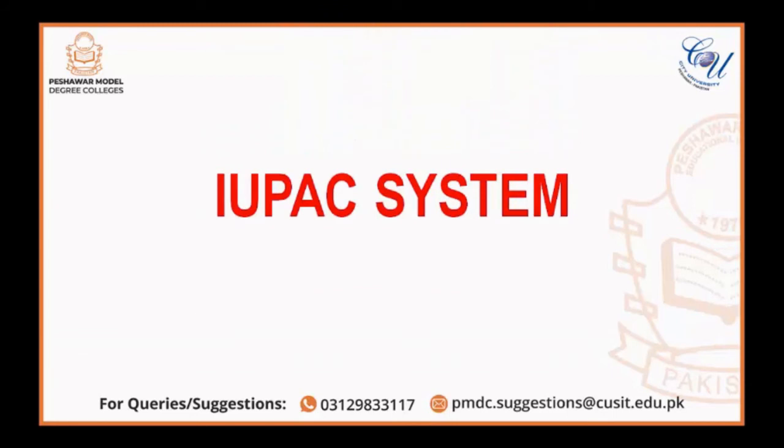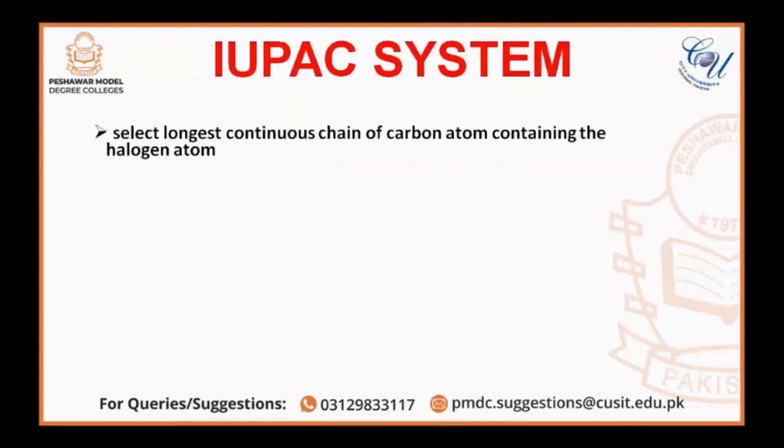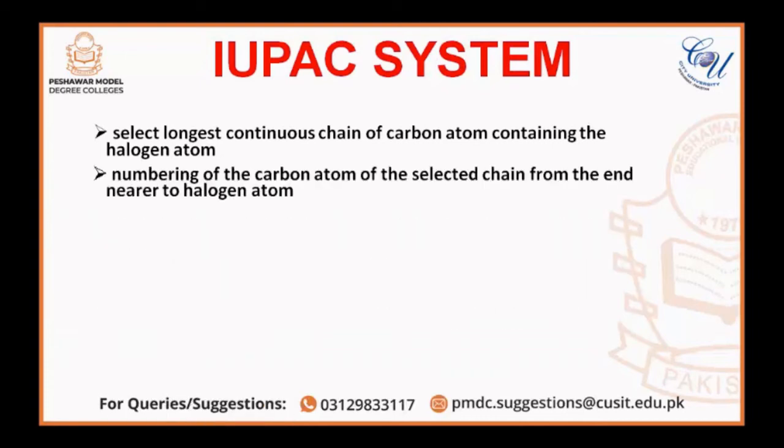In the IUPAC system, select the longest continuous chain of carbon atoms containing the halogen atom. Then number the carbon atoms of the selected chain from the end nearer to the halogen atom.